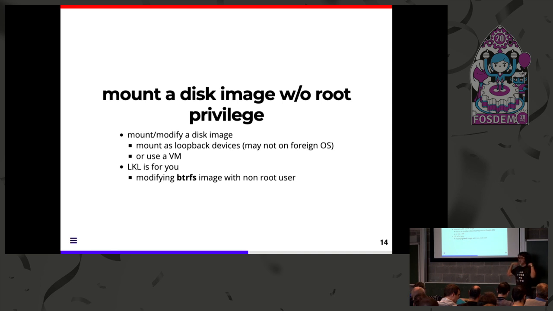Or you have to use a virtual machine and boot the Linux OS and mount the disk images and modify the contents of the disk images. But you don't have to do such a complicated thing. You can just use this library as a Windows application and modify it inside your user space program. So you can now modify the btrfs contents of the file system images in a different operating system.